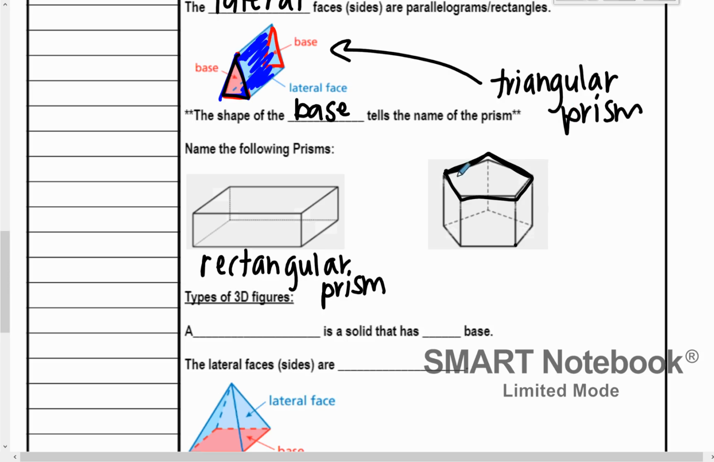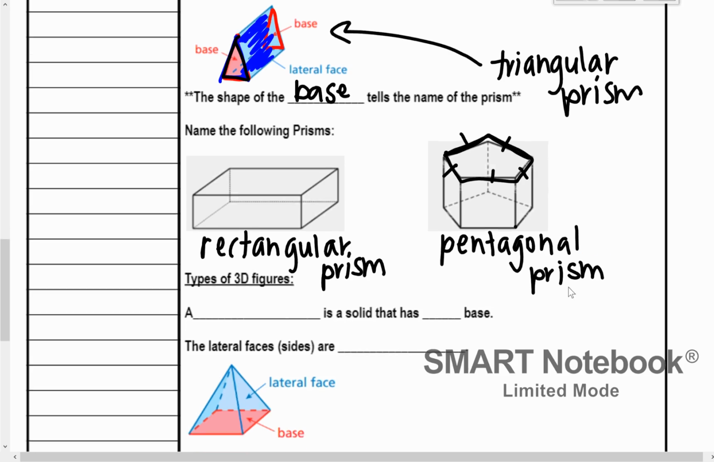All right, so I'm going to count the sides to be able to figure out the name of the shape. 1, 2, 3, 4, 5. A shape with 5 sides is called a pentagon. So this is a pentagonal prism. Okay. All right, moving on.